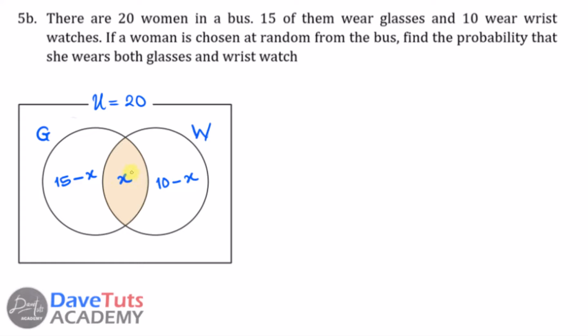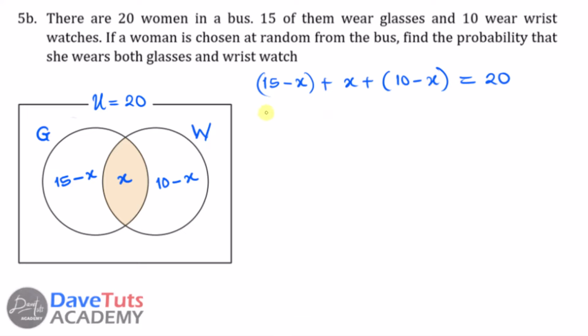So from here, if we want to just solve for X, we can add all of these entries and equate them to the total number of women, which is 20. So in that case, we have 15 minus X plus X plus 10 minus X. Everything is going to give us 20.